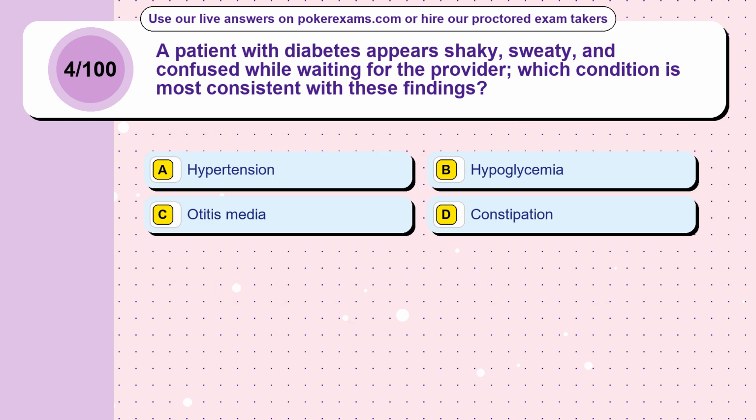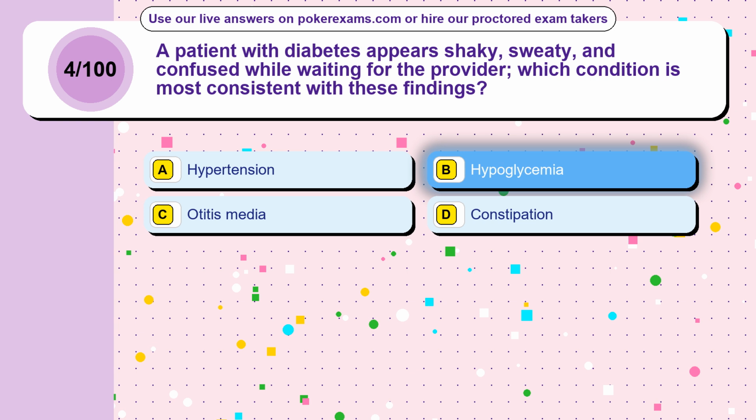Question 4. A patient with diabetes appears shaky, sweaty, and confused while waiting for the provider. Which condition is most consistent with these findings? Option A. Hypertension. Option B. Hypoglycemia. Option C. Otitis media. Option D. Constipation. The correct answer is option B.